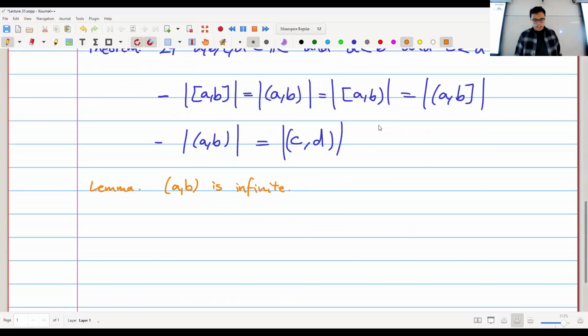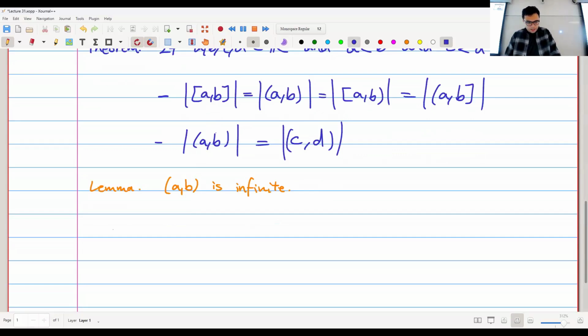And remember that here B is strictly bigger than A, because if A and B are the same, then this is just the empty set. So if I have an infinite set, we've had this previous theorem that says every infinite set has a countable subset. So I can take a countable subset of AB. So basically what I want to do here is this.